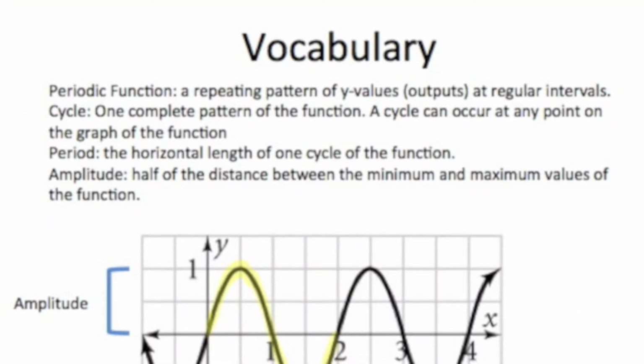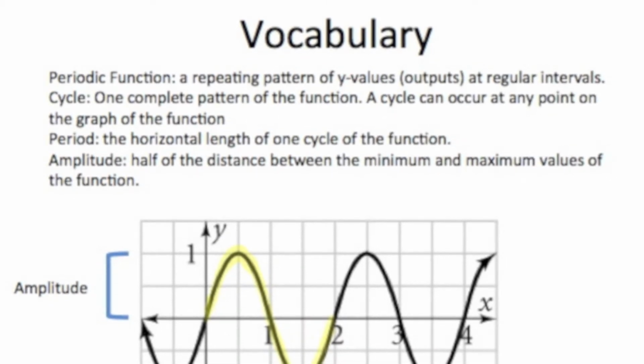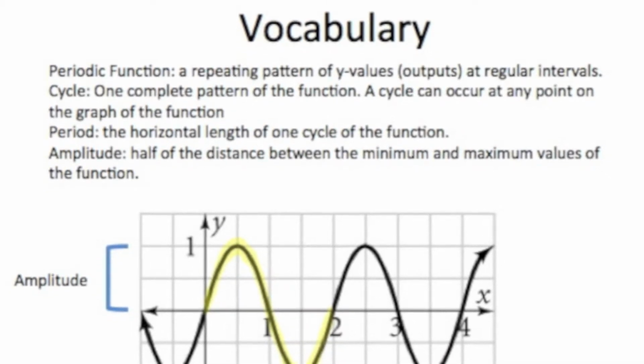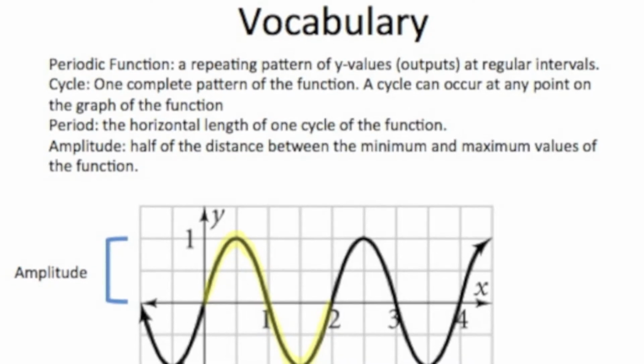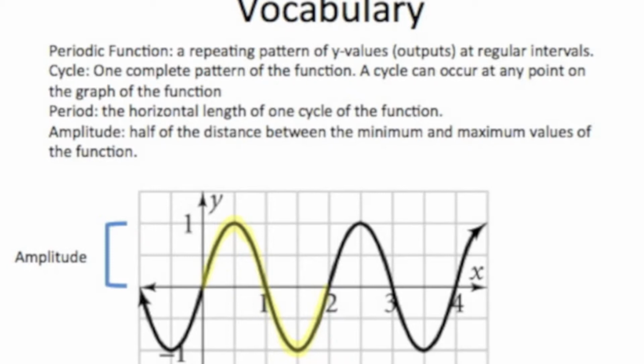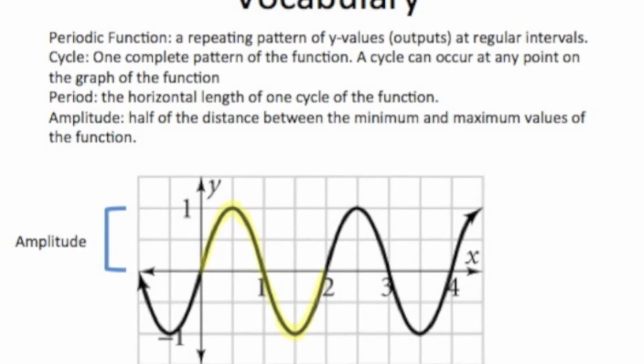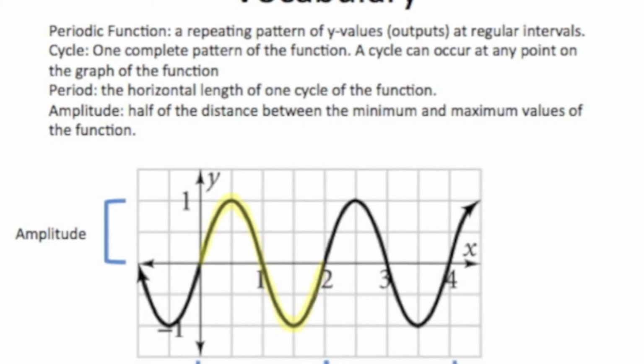So here you can see some basic vocabulary. A periodic function is a repeating pattern of y values, which are outputs, at regular intervals. A cycle is one complete pattern of the function, and a cycle can occur at any point on the graph of the function. And a period is the horizontal length of one cycle of the function, and the amplitude is half the distance between the minimum and maximum values of the function.